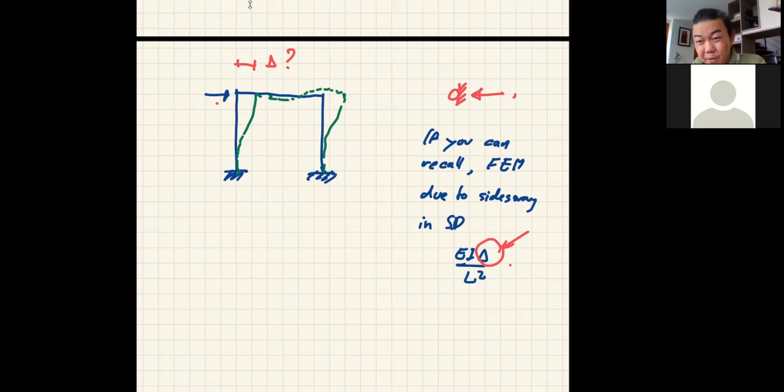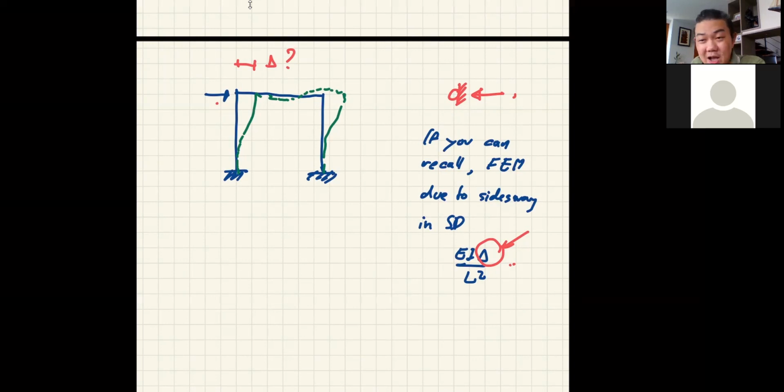Because this becomes the unknown, and the formula for fixed moment due to side sway is in the form of deflection or lateral displacement itself. So in other words, there is no way we can calculate fixed moment due to that. What does it mean? We are going to have to assume some numbers, because it's impossible for us to determine the delta beforehand, because it's part of the unknown.